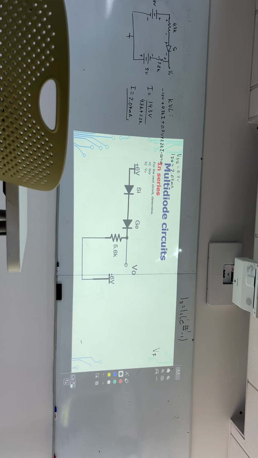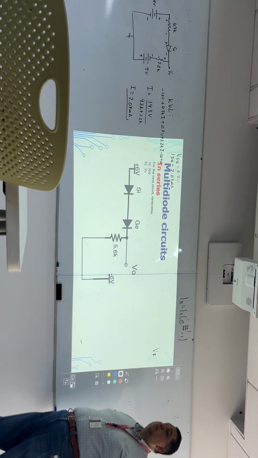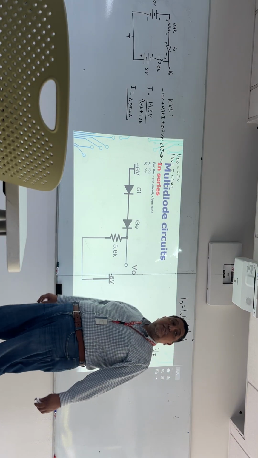That's right. So the silicon diode still has 0.7 volts across the terminals, and the germanium diode 0.3. Now the question is, what is V0? How can I get V0 without any equation? Just inside your mind. Subtracting the voltages? Subtracting the voltages, that's right.